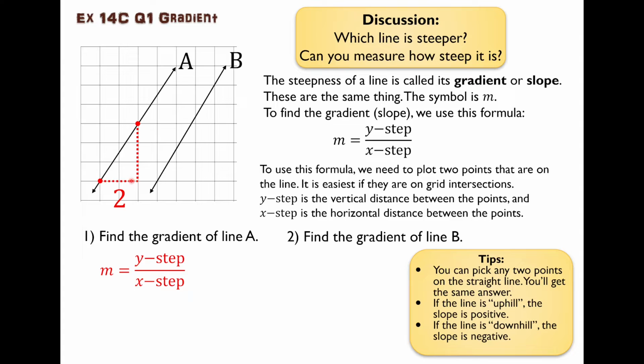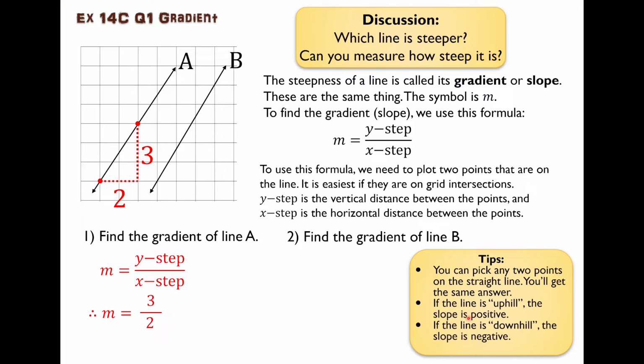The horizontal distance here, how far across? I went 2 units across. How many units up did I go? I went 3 units up. So, therefore, m equals the y, I will put my fraction line in, the y step is how far up I went, the vertical distance, in this case the vertical distance is 3, and what is my x step, how far across did I go? 1, 2.